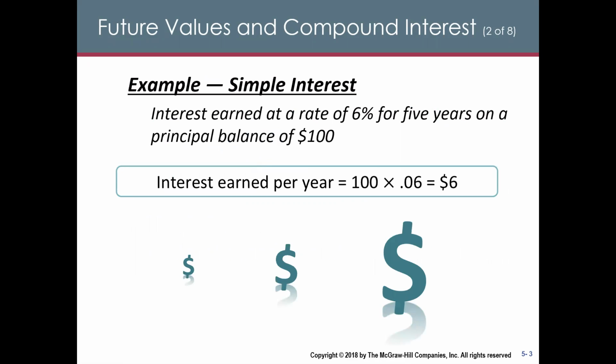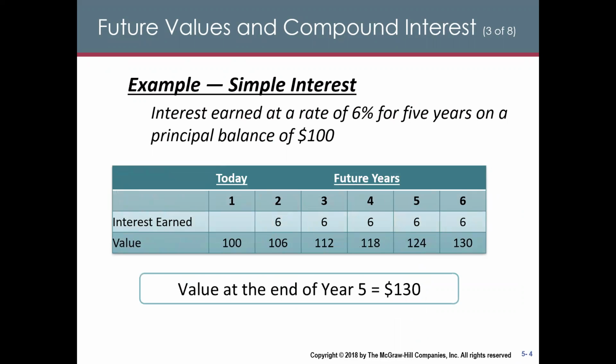So first, assume the interest earned on a rate of 6% for 5 years, and the principal balance for the original investment is $100. So for simple interest, the interest earned every year is $100 times 6%, which is $6. Okay, so let's put it in the table.